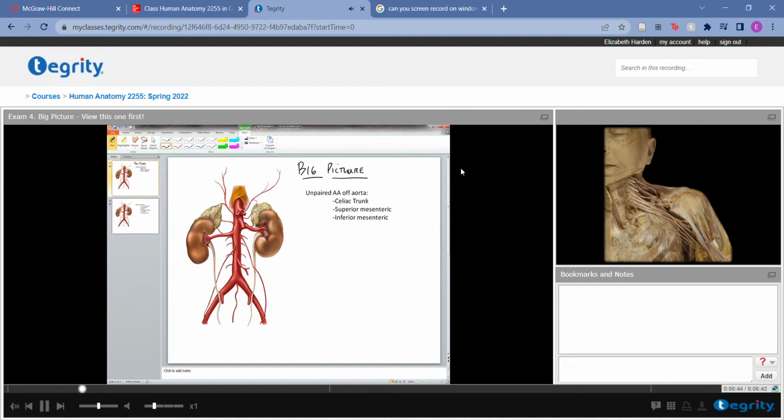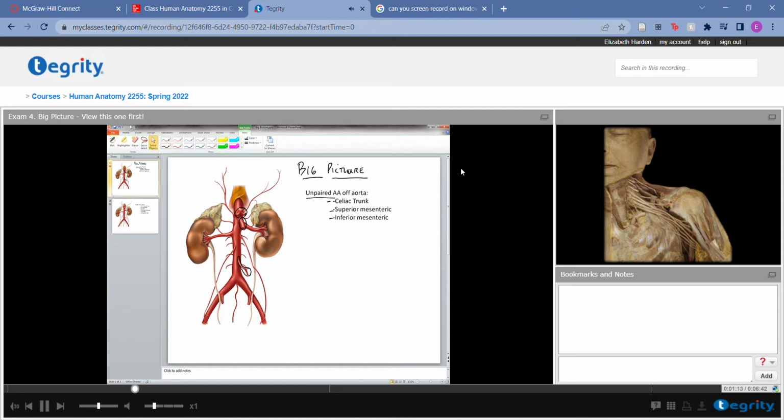Now what we mean by unpaired versus paired, those things that are unpaired do not have a left or a right. So if you look in this picture, you'll see there's a celiac trunk, a superior mesenteric, and an inferior mesenteric. Over here, this is my celiac trunk, this is my superior mesenteric, and this here is my inferior mesenteric. And neither one of those has a left or a right. It's just simply a single structure arising from the aorta.